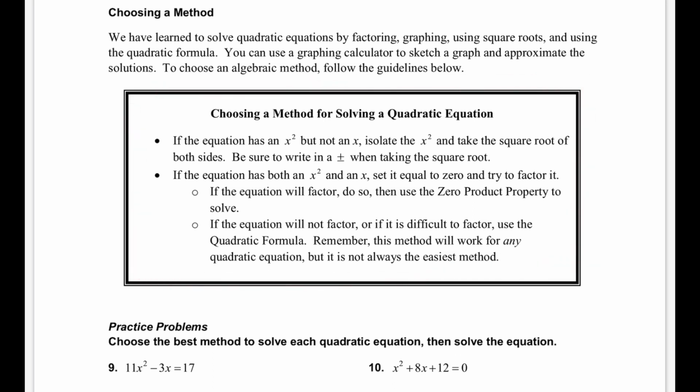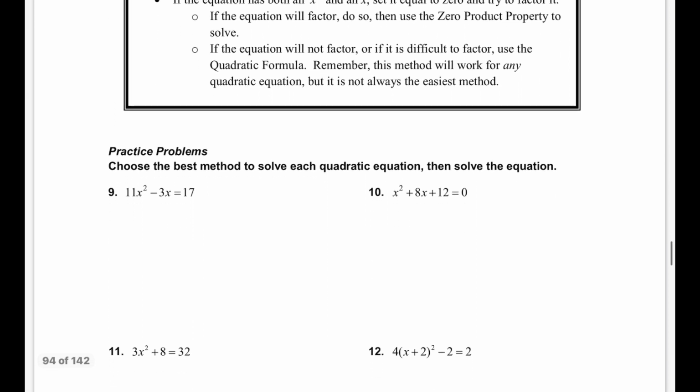I actually like to look at the second bullet point first. Is there an x squared and an x? If so, we want to set it equal to 0 and try to factor it. If it is an easy way to factor, we're going to factor it. If not, we're going to use the quadratic formula. If there's not an x squared and an x, then we're going to use square roots to solve our equation.